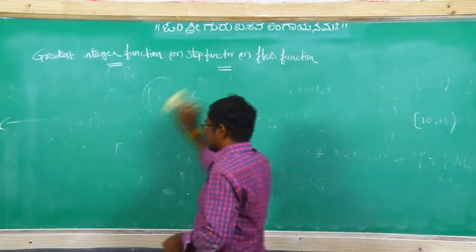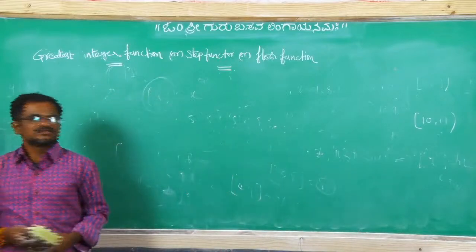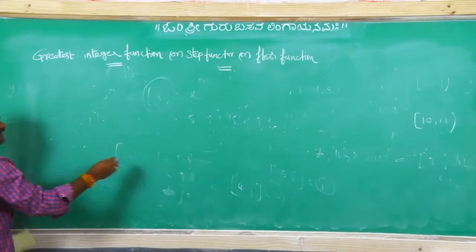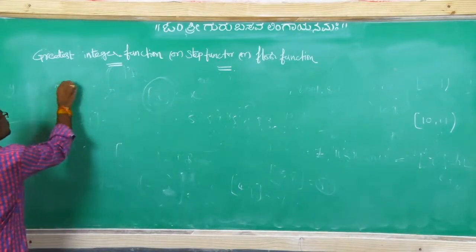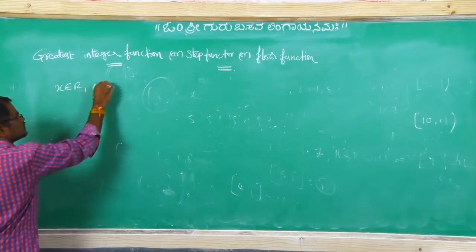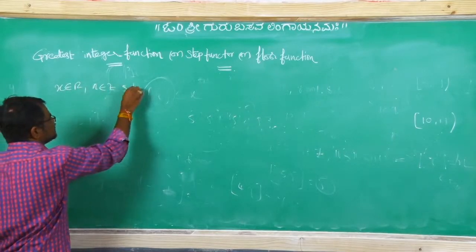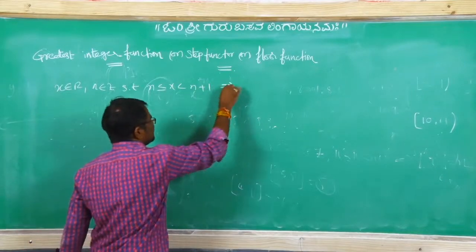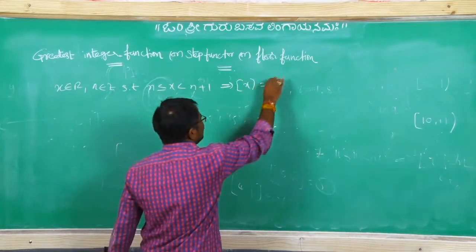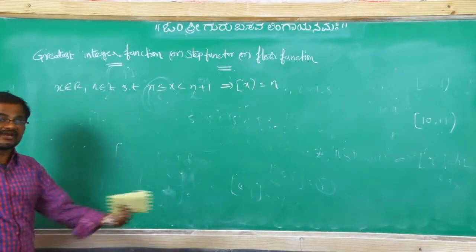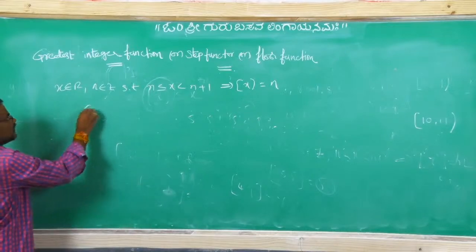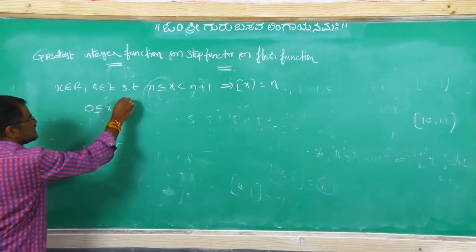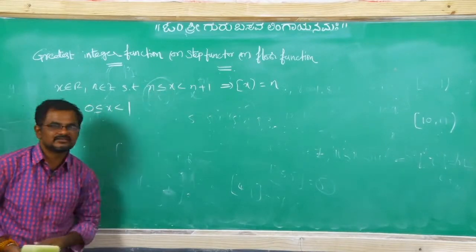You can also define it by a condition. If you take any real number x belonging to the real numbers, and n belongs to the integers such that n is less than or equal to x less than n plus 1, then the greatest integer function is n only. I will define it like this also. See, one value: 0 less than or equal to x less than 1. Is it satisfying this condition?